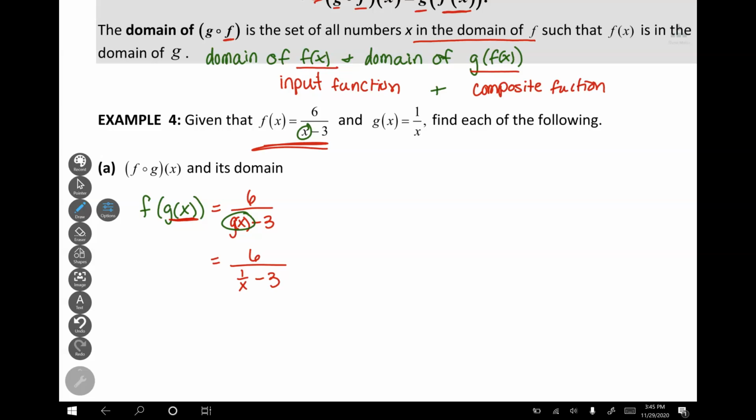Now I do want to simplify that. You always want to simplify your composite functions as far as you possibly can. You did learn how to do this when we looked at complex fractions. So first you need to subtract the two terms in the denominator. To do that, we need a common denominator, and that is going to be x. So I'll multiply by x on the top and the bottom for the 3. Okay, so that's 6 over, now I can subtract those because they have the same denominator, x. So 1 minus 3x all over x.